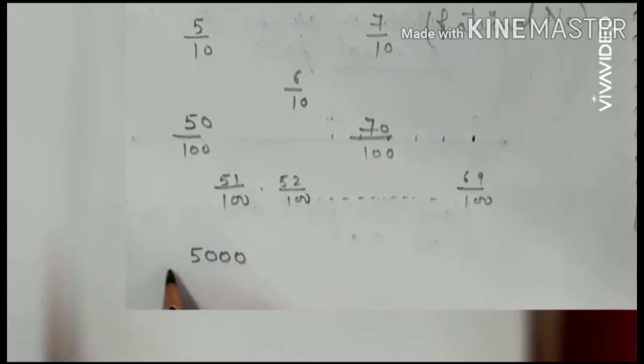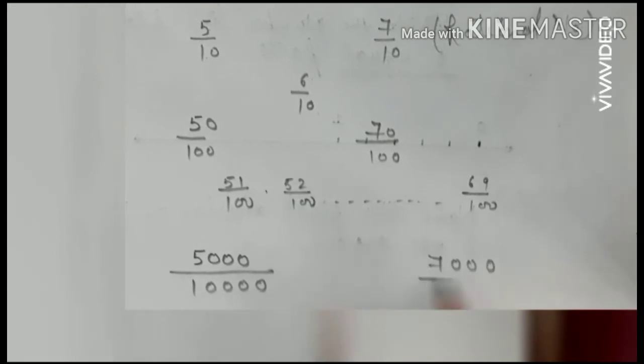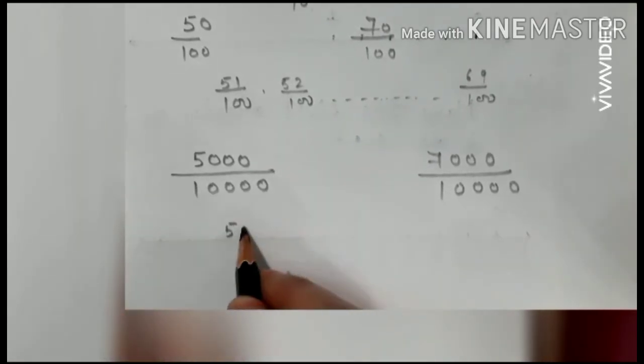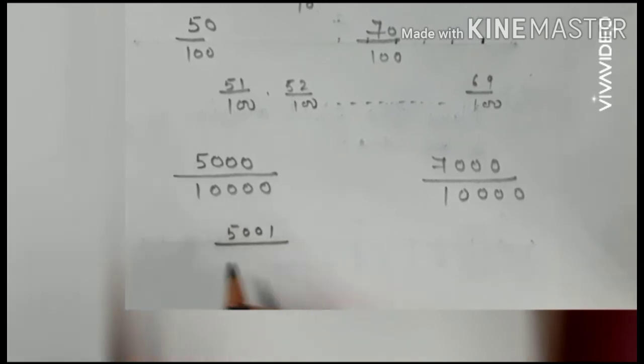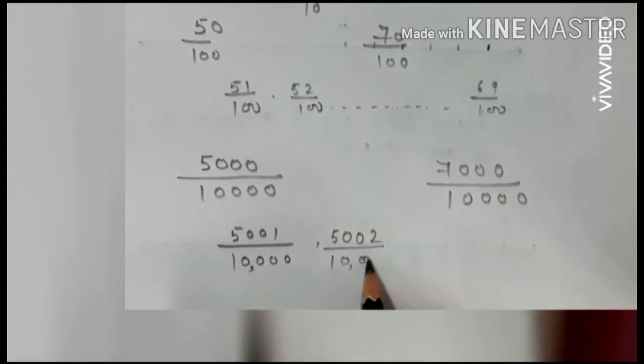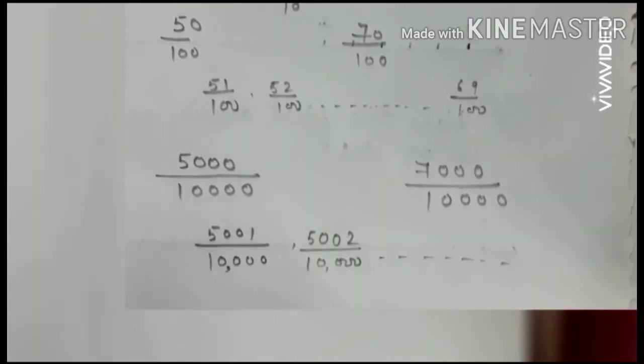Now you can count it again. And if I write these as well, can you tell me how many there are? Again you will say these are 5001 upon 10,000 and 5002 upon 10,000 and so on up to here. So again you can count.